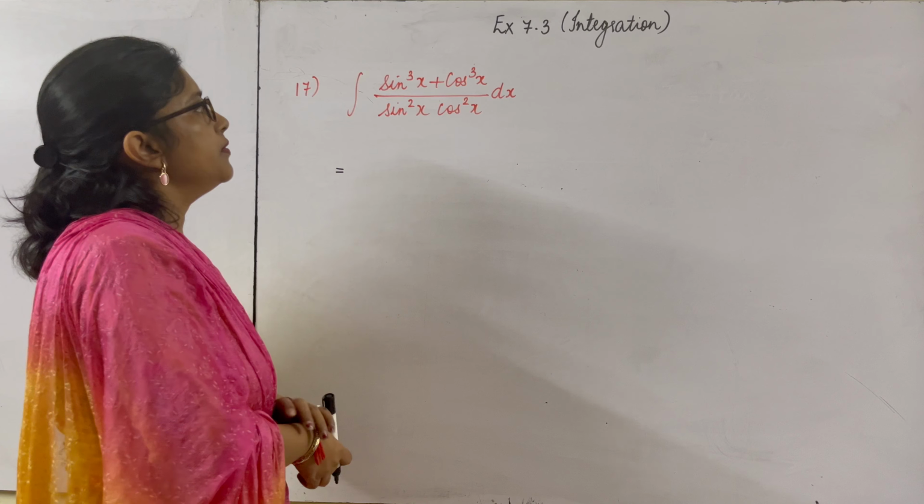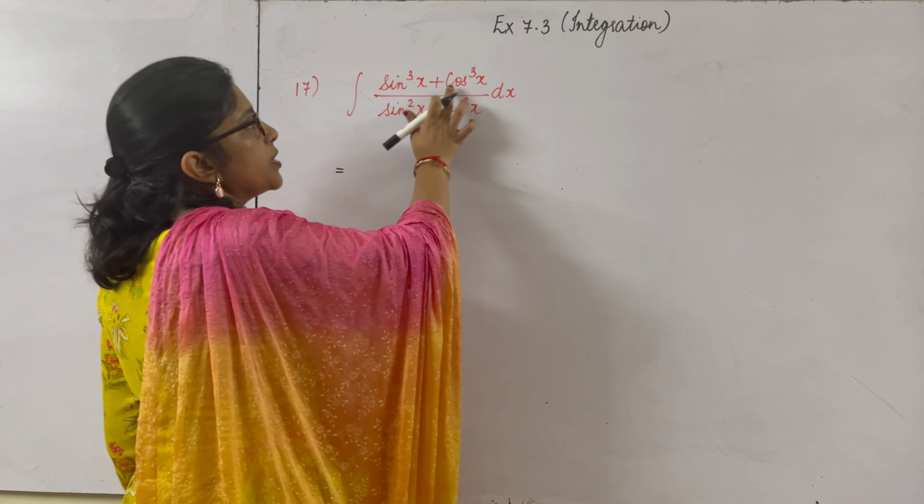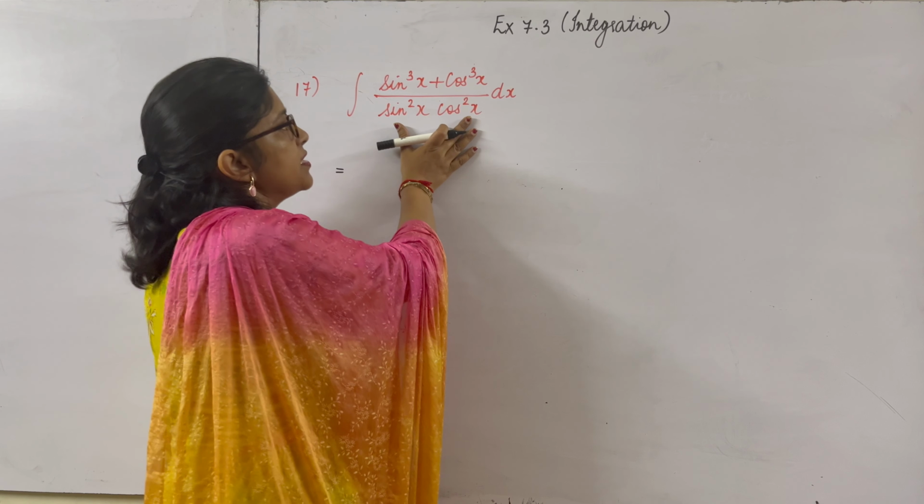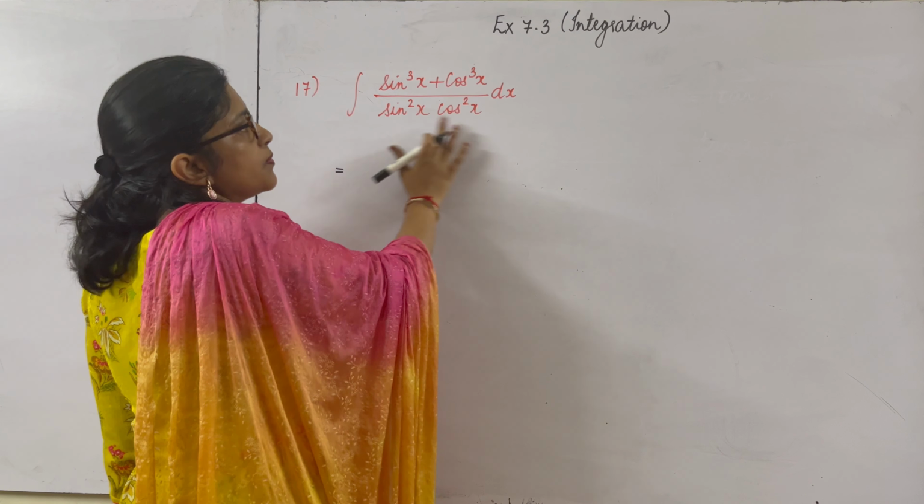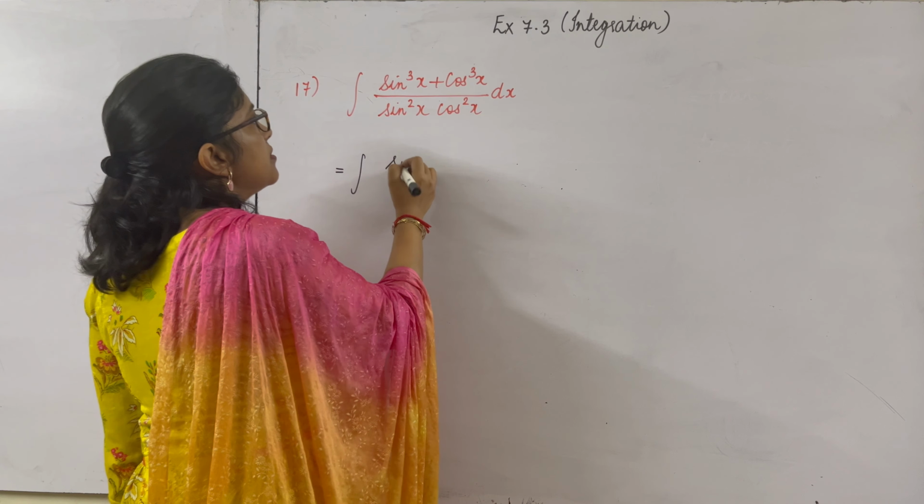For this question, we have sin cube x plus cos cube x upon sin square x into cos square x. So this is quite a simple question. We can simply separate these terms out.